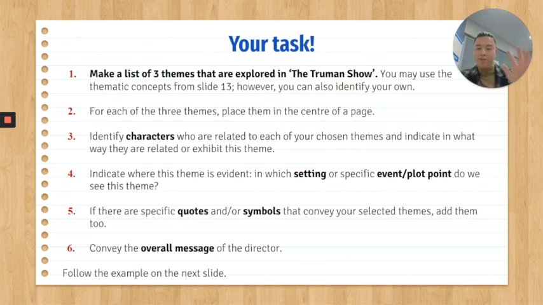Number 5, can you come up with some specific quotes and or symbols that convey your selected themes? If you can, add them to your visual mind map as well. And last but not least, number 6, I want you to tell me the overall message of the director. What are they trying to say about this theme?